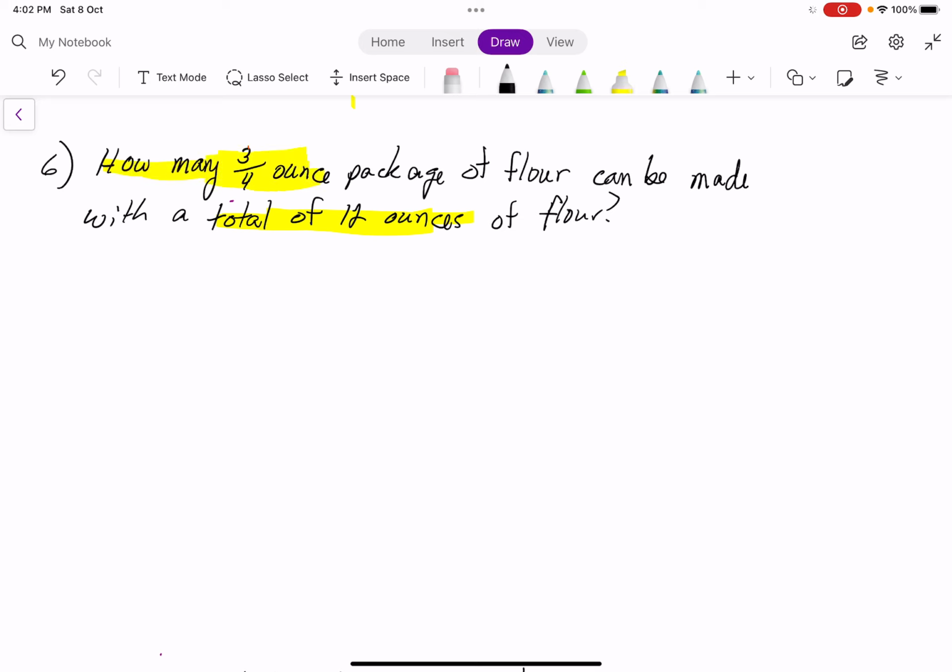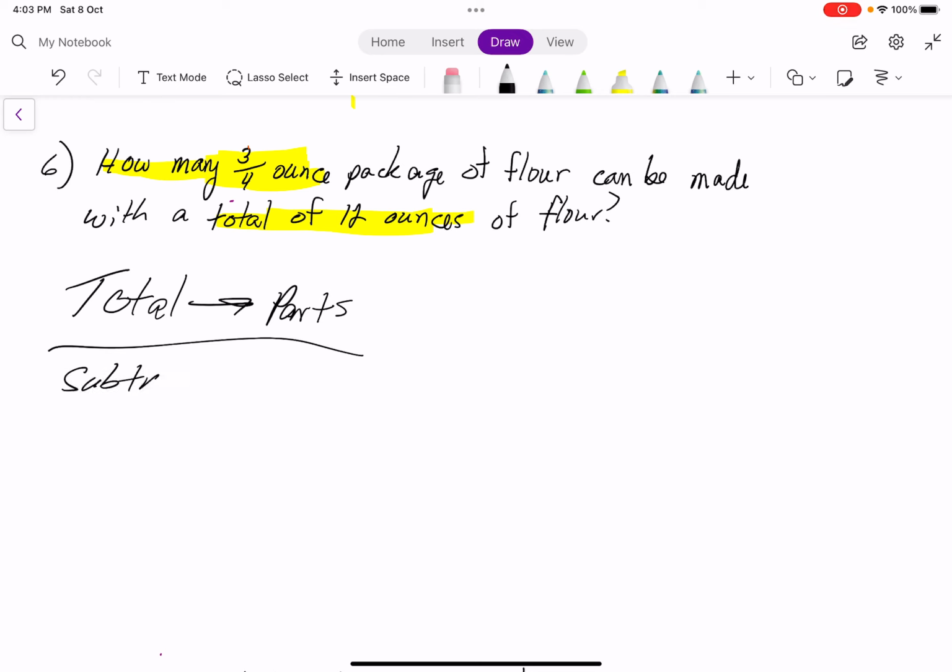make? So one of the things we talked about is, are we given the parts and creating the total, or are we given a total and then breaking it into parts? And here we're given a total and we're breaking it into parts. And when we talked about that, that means that we're going to be using one of 2 things, either subtraction or division.